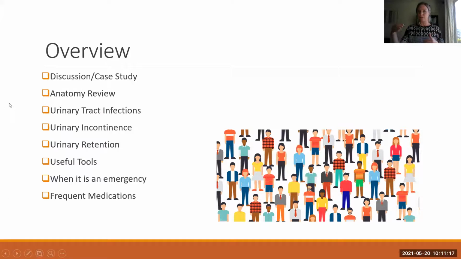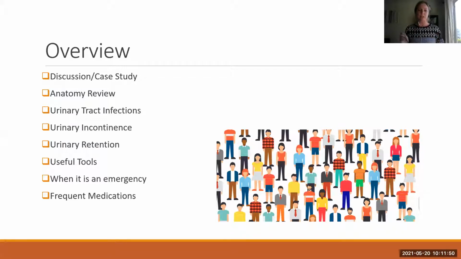Next, this is an overview of what each of these slides are going to be. We're going to do a case study, a discussion about a make-believe case. We're going to go through anatomy, just basic anatomy, review the urinary tract system. We're going to talk about urinary tract infections, urinary incontinence, and urinary retention. These are some big three things that anybody can experience, and there are medical issues that affect everybody, but very specifically to older adults, and we'll talk about what makes them special to older adults as well.